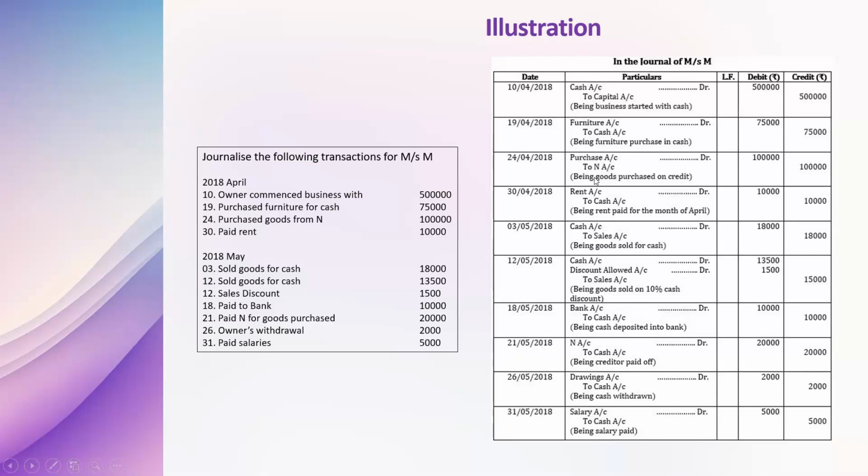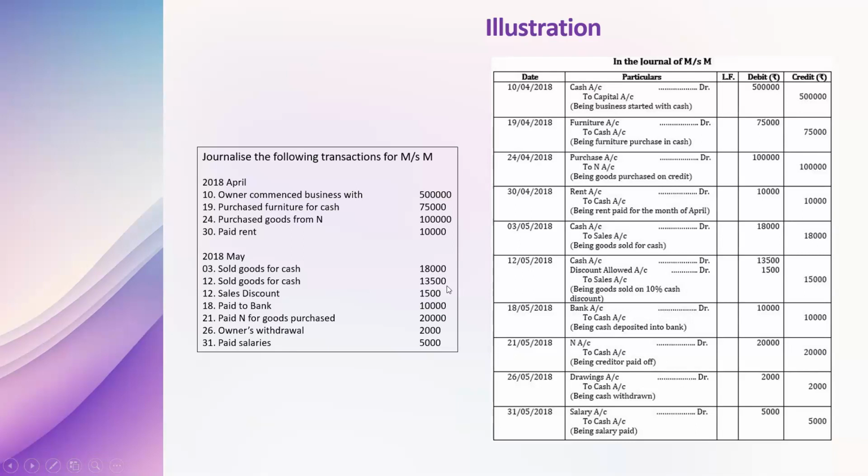If it is a cash purchase, here you can mention purchase account debtor to cash account creditor. And then paid rent: rent account debtor to cash account creditor. Then sold goods for cash, cash account debtor to sales account creditor. Again sold goods for cash, 13,500.